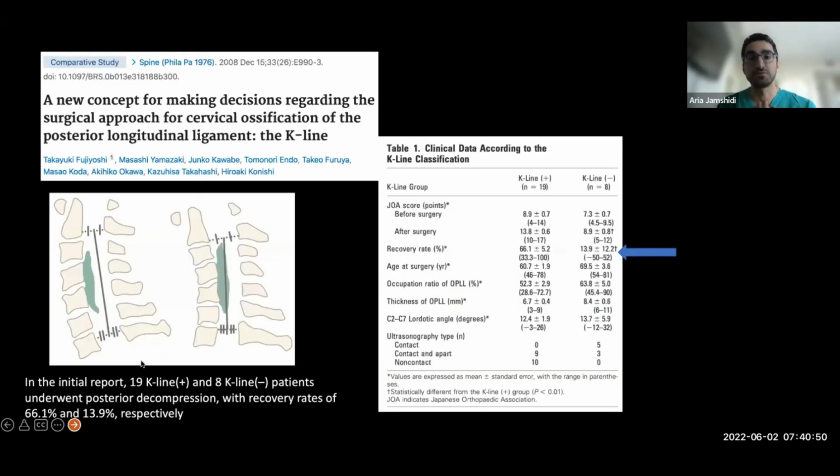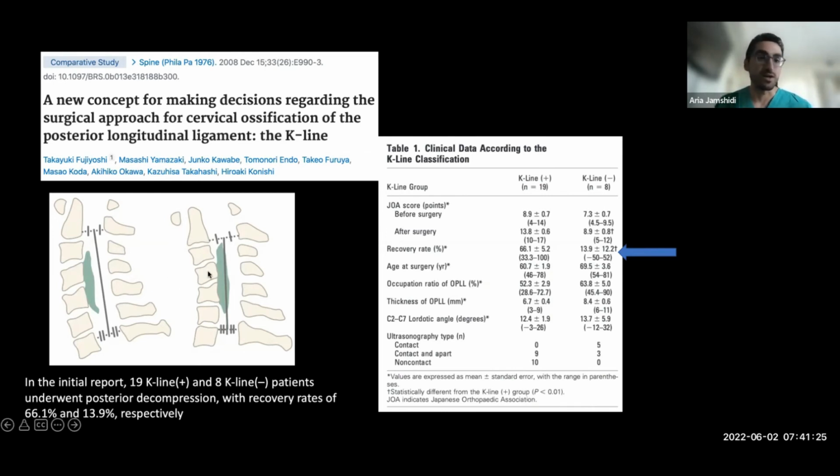So in terms of surgical approach, what ramification does this have? In the initial report in 2008, where the K-line was first brought up, they found that among the 19 patients who underwent posterior decompression and were K-line positive, recovery rates were 66%. However, patients who were K-line negative had a recovery rate of only 13.9%, again going posteriorly, which goes to show you how important it is to look at your radiograph.